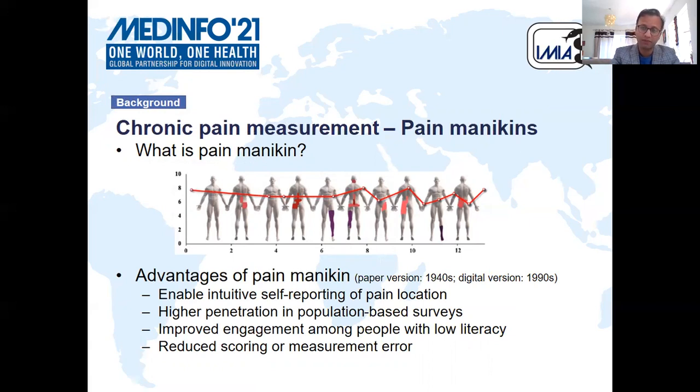There are several advantages reported for pain mannequins. They are intuitive to use and to identify pain location. They have high penetration in population-based surveys. They have improved engagement among people with low literacy because there are fewer words to go through, and there's a figure where you can report your location and intensity. People with low literacy found it easier to report their pain through pain mannequins. There is also reduced scoring and measurement error: if you're using a digital pain mannequin, you don't need to transfer the information, and during that transfer, errors may occur. So the chances of error are reduced.